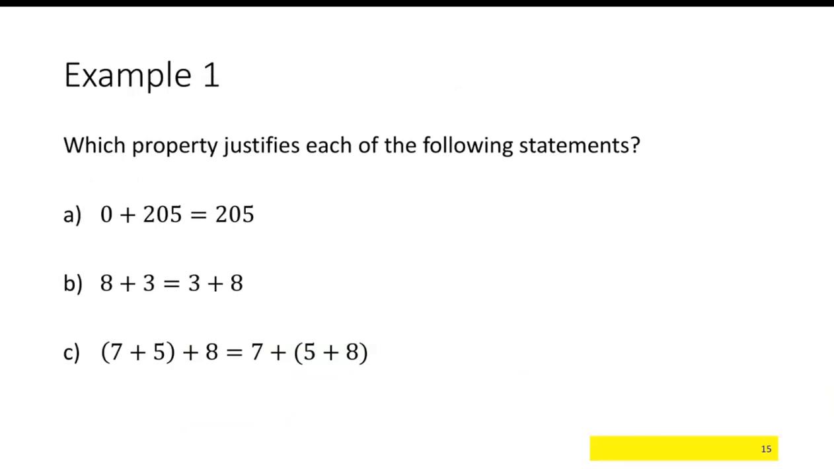So which property justifies each of these? 0 plus 205 is 205. Well, in this case, you're adding 0, which doesn't change anything. This would be additive identity. Eight plus 3 is 3 plus 8. If you said additive commutative property, you would be correct.